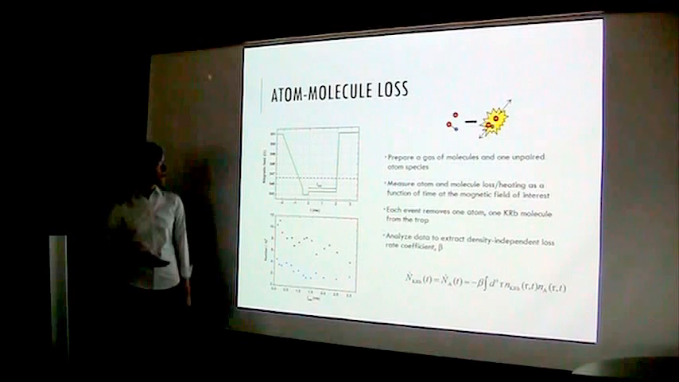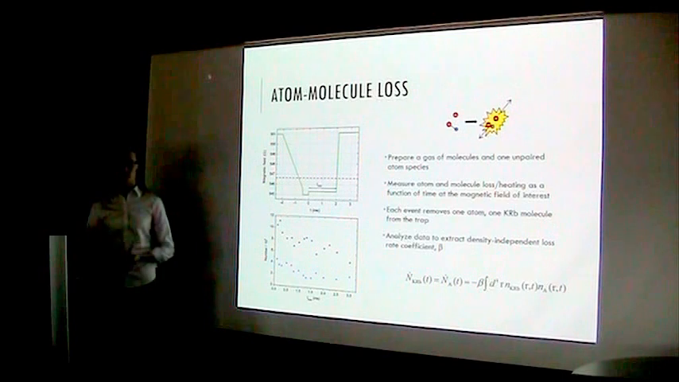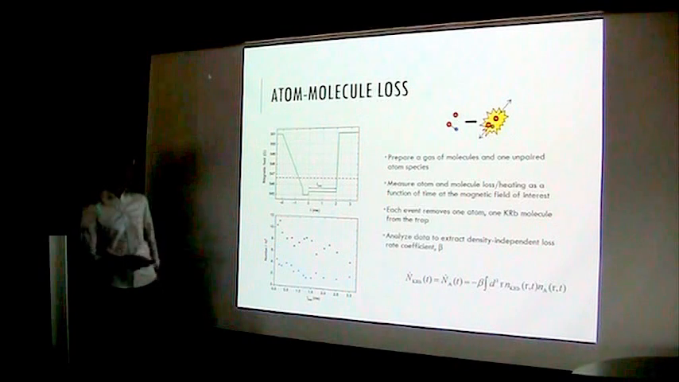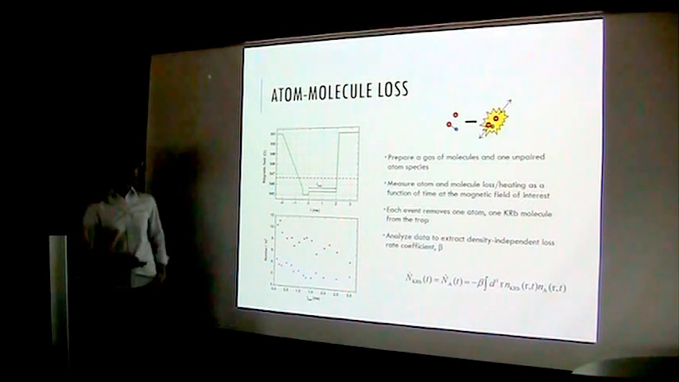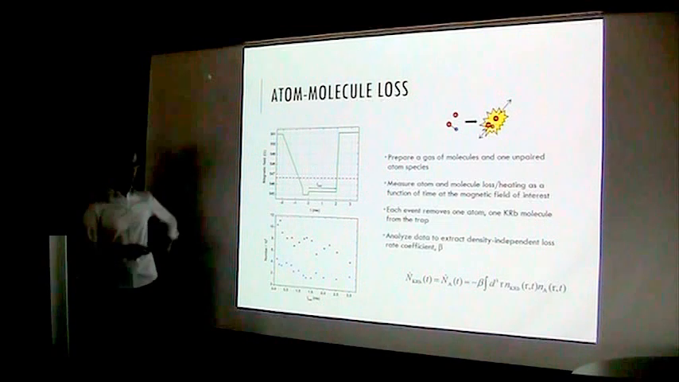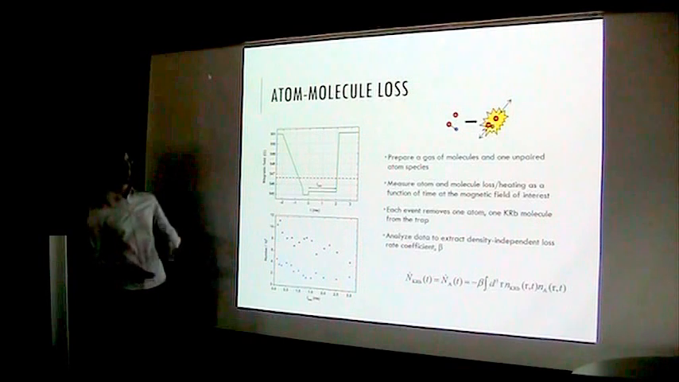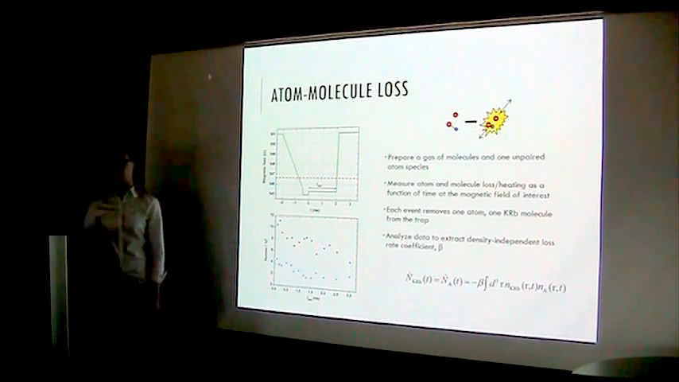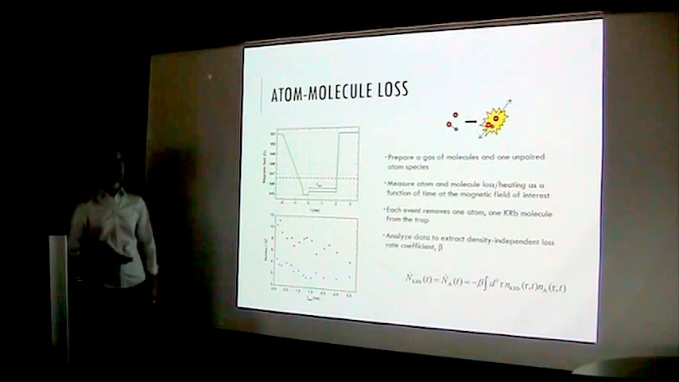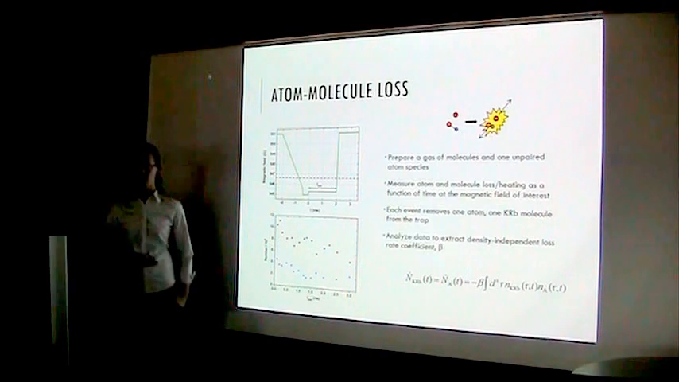So to study atom-molecule loss, we prepare a gas of atoms and molecules, and we put the magnetic field at the scattering length where we're interested, and we watch the loss. So here's a gas of atoms and molecules. Here's the atoms, here's the molecules as a function of time. And we can fit this to some differential equations at different magnetic fields and use this to measure a coefficient that describes the probability of having this kind of collision. These sorts of collisions are also really interesting from a practical perspective because they limit the lifetime of the Feshbach molecules that are interesting to study.